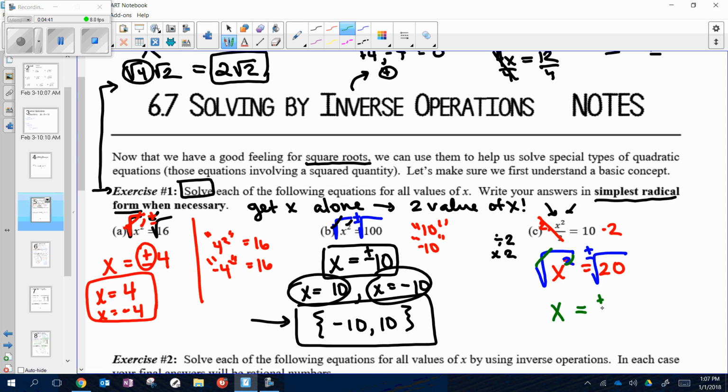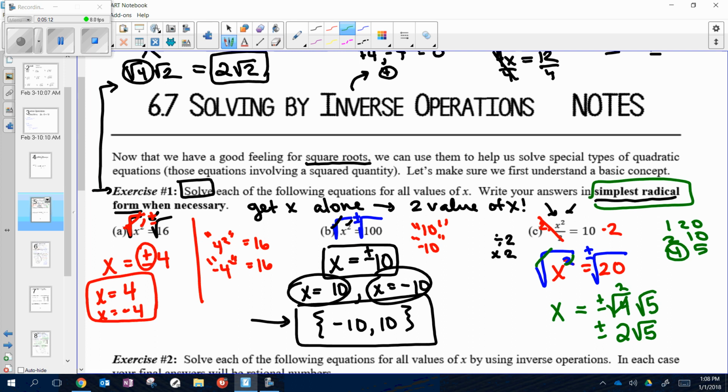And now I'm going to simplify, because it mentions simplest radical form up here. I'm going to look for the perfect square factor of 20. Well, 20 has factors of 1 and 20 and 2 and 10 and 4 and 5. 4 is the perfect square factor. So I got the square root of 4. I always list the perfect square first. 5 is the other factor. So it's plus or minus 2 square roots of 5. The square root of 4 was 2. So there's my two answers. 2 square roots of 5 or negative 2 square roots of 5.